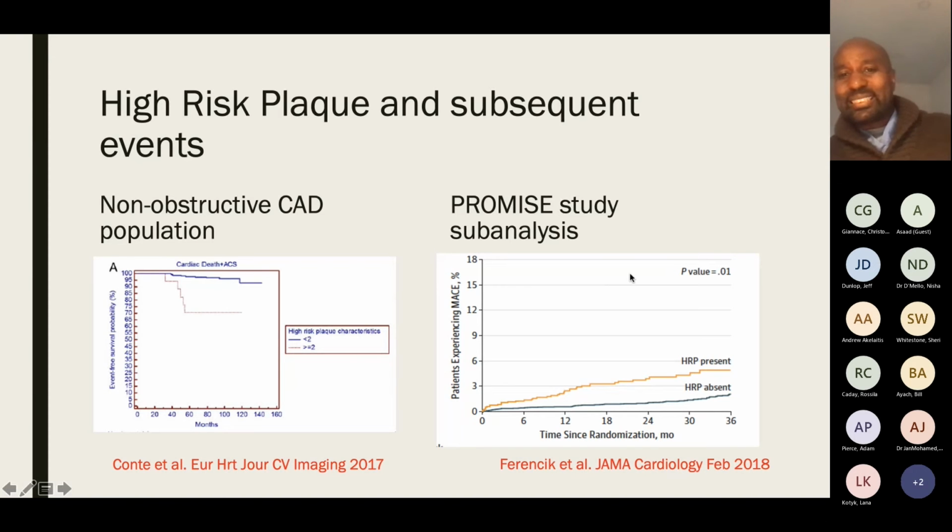On the right, this is a sub-analysis of the PROMISE study, which is a large study looking at 2 different strategies for treating stable outpatients with chest pain and suspected coronary disease. One was stress imaging. The other one was a CT angiogram-derived strategy. And they found in that study that the 2 were equivalent, but when they did a sub-analysis on high-risk plaque features, what they found was the risk of MACE was significantly increased if you had evidence of high-risk plaque on your CT angiogram in the plaque assessment.